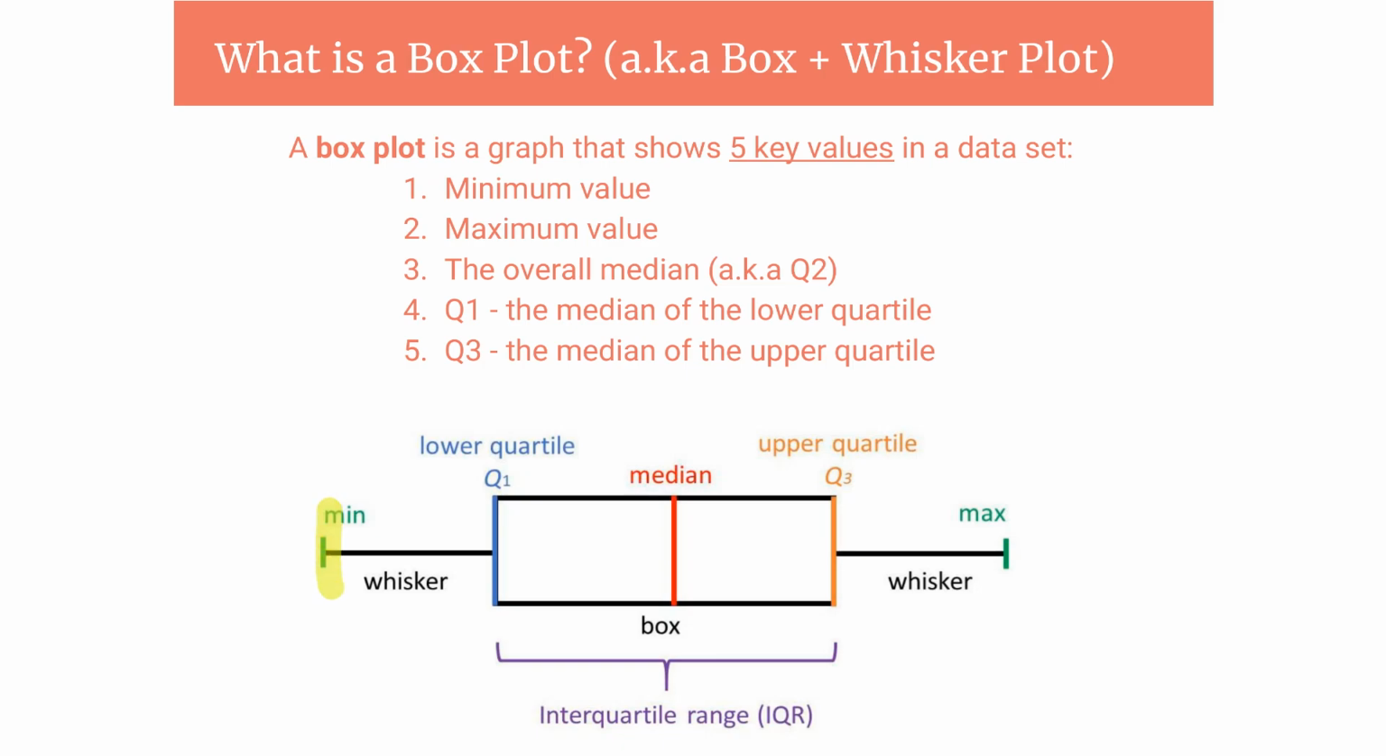So you've got your minimum and your maximum. Then you've got your first quartile and your third quartile, your second quartile, which is the median. And then you also have your interquartile range, which is the third quartile value minus the first quartile value.